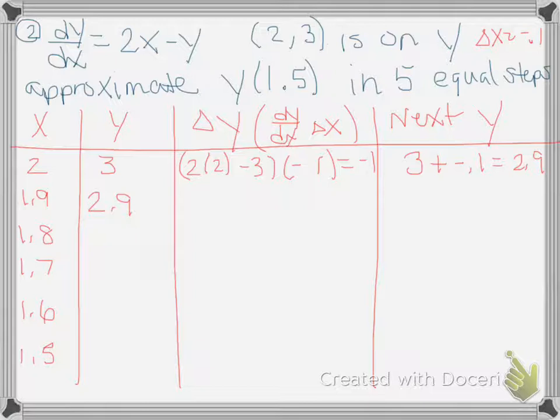1.9 times 2 minus 2.9 would give us 0.9. Again, multiplying that by 0.1 will give us negative 0.09. Careful with multiplying your decimals. Use your calculator if you need to. And when we subtract 0.09 from 2.9, we get 2.81. And we're going to go again.